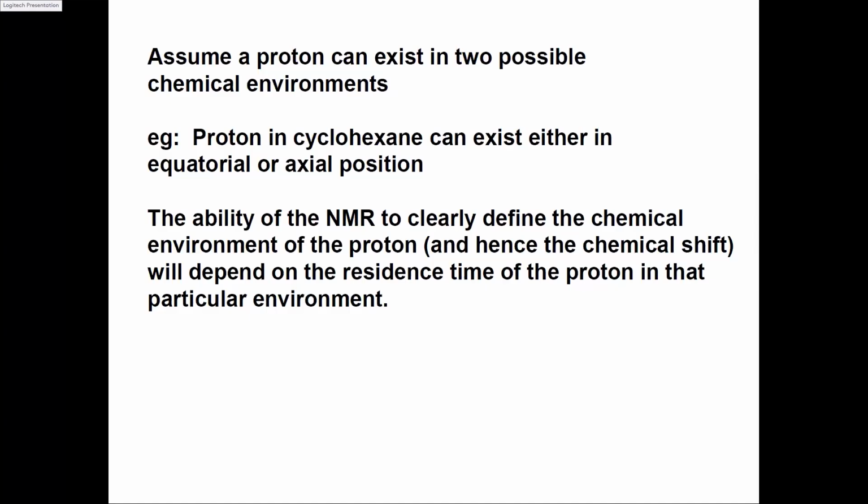Suppose the axial proton remains in the axial position and the equatorial proton remains in the equatorial position for a prolonged period of time, NMR will clearly see the axial hydrogen and the equatorial hydrogen and give two separate signals. On the other hand, at the other end of the spectrum, if the interconversion between the axial and the equatorial proton is very fast, NMR will not see the axial hydrogen sitting in the axial position long enough to record the signal. Under those conditions, both signals will merge and it will give a single peak for both axial and equatorial hydrogen.